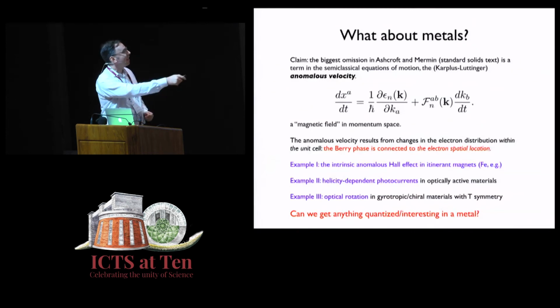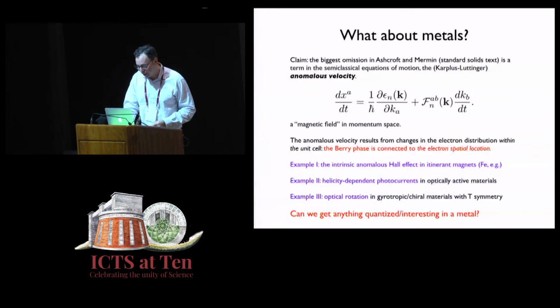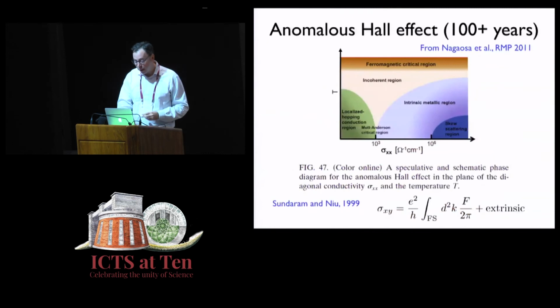In fact, the biggest mistake in the famous 1970s textbook on solids is that it leaves out this Berry phase term in the equations of motion for a wave packet in a metal. But the previous applications of that were not super surprising. We now realize that in some new materials that I'll tell you about, there are more surprising results. This is what I mean by not surprising.